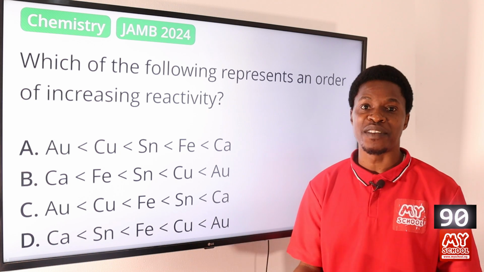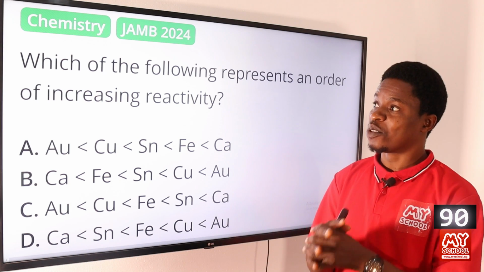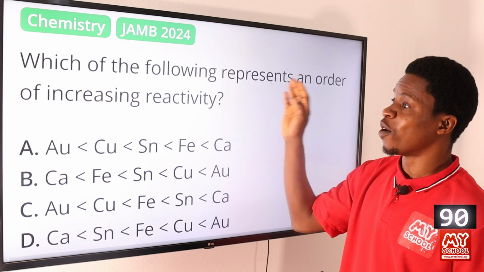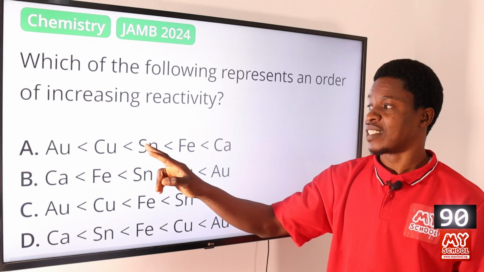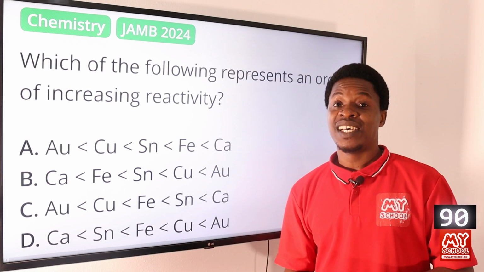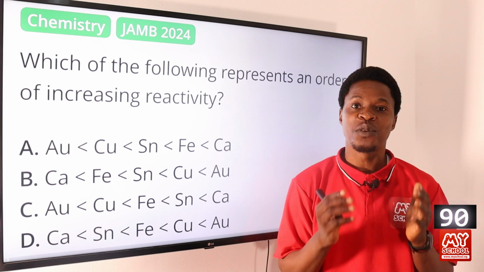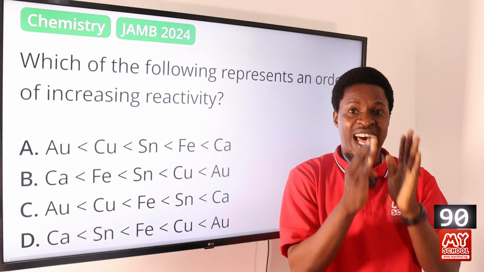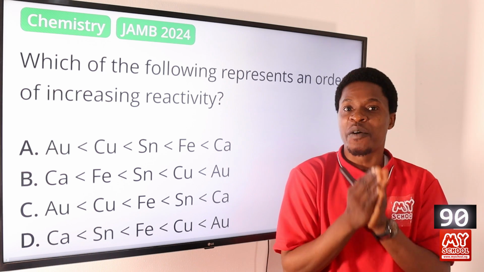Talking about the reactivity of the metals, of elements, we have a series that we use. Which of the following represents an order of increasing reactivity? Au less than Cu less than Sn less than this, and so on. Before we answer this question, there is a mnemonic that I usually use that has been helping me arrange the metals, or the elements, in order of reactivity.